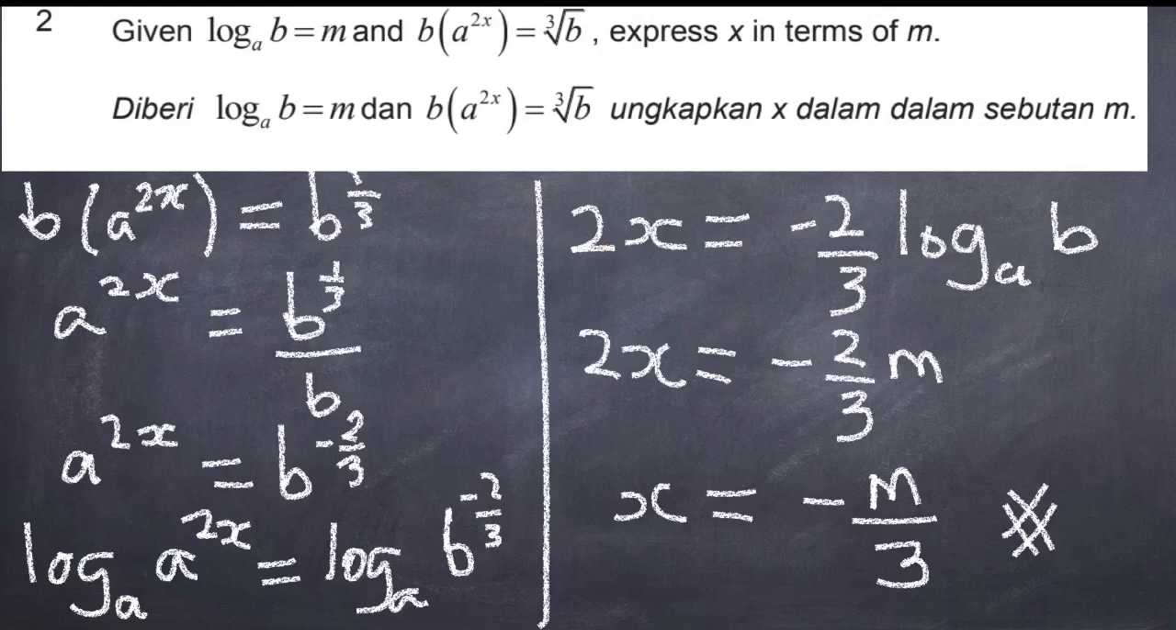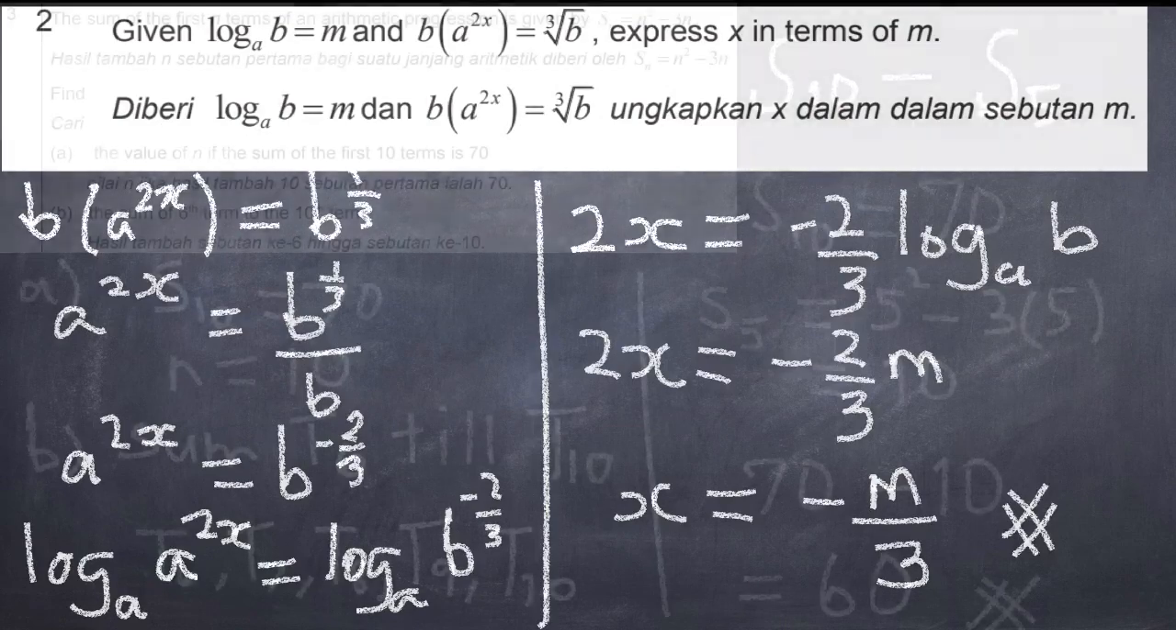Alright, now I put log a on both sides. So the first expression, we have log a to the power 2x, you can bring the 2x in front, so the log a becomes 1. Alright, the second term we have log a of b to the power negative 2 over 3, you bring negative 2 over 3 in front. So the log a b, if you look at the information given to you, is equal to m, you substitute with the m. So we have 2x equals negative 2 over 3 m, so you divide by 2. So the final answer will be negative m over 3.